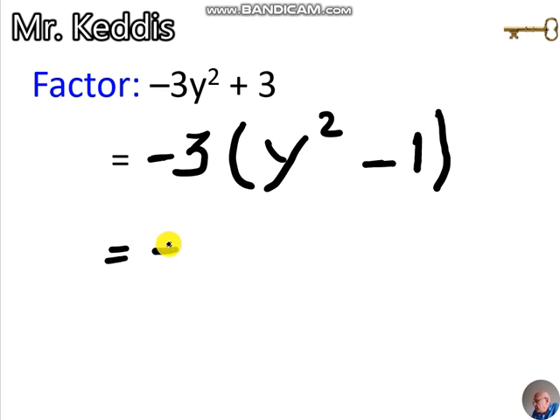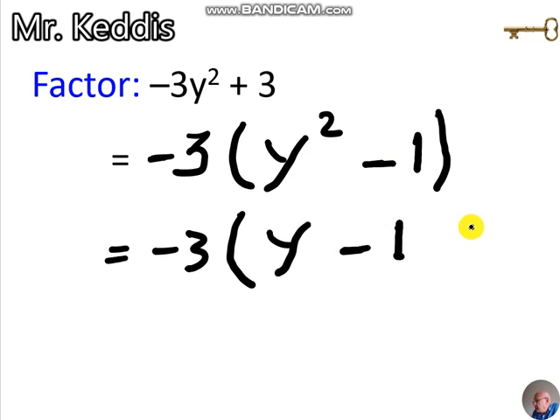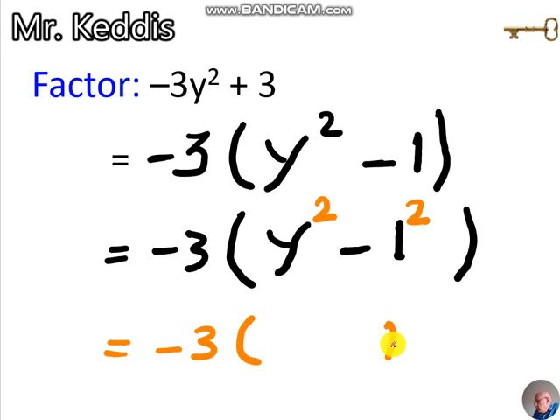Equal under equal. Negative 3 under negative 3. And this became y squared minus, and 1 is a perfect square. I can write 1 as a perfect square. Means this is y squared, and 1 means 1 squared. This is the difference between two squares. To factor y squared minus 1 squared, I factor y minus 1 and y plus 1. Negative 3, y minus 1, y plus 1.